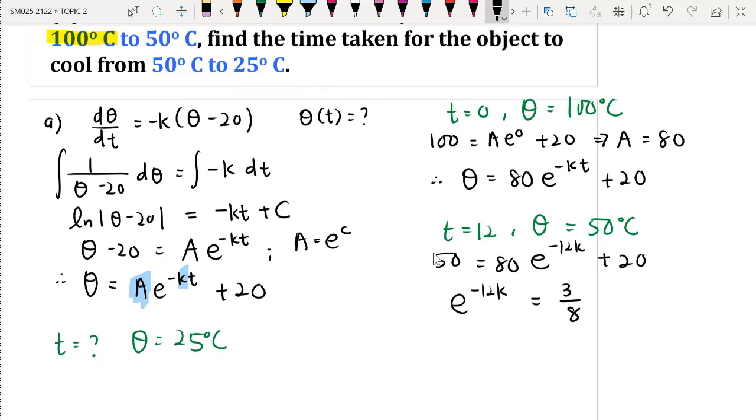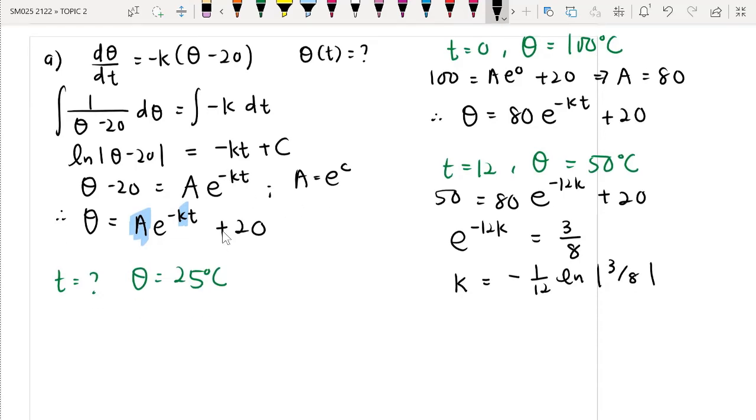And then next step, ln both sides, divide by negative 12. So k is finally negative 1 over 12 ln of 3 over 8. Okay, settle that part, we may rewrite our new equation now. So theta in this case would be 80 e to the power of negative, with negative, so we can eliminate that part, t over 12 ln of 3 over 8 plus 20. And that would be our latest equation.